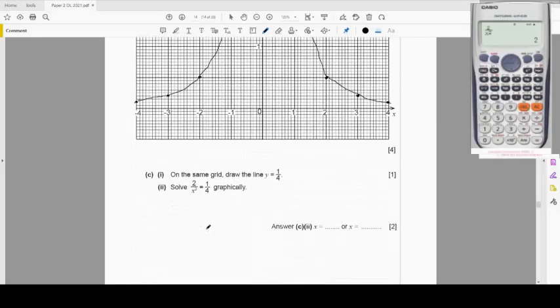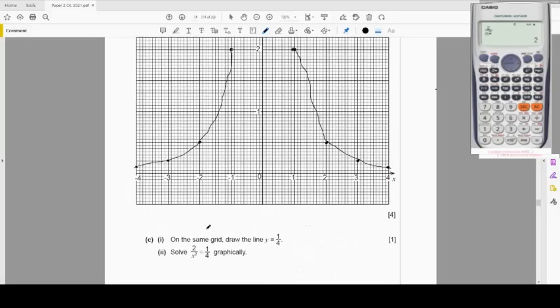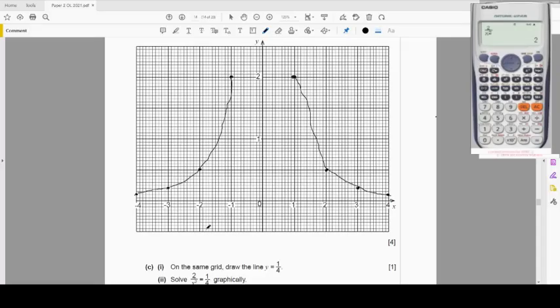Then the next question is, on the same grid, draw the line y is equal to 1 over 4. The line y is equal to 1 over 4 is a horizontal line. So 1 over 4 is 0.25. Okay, so we can round this off to 0.3, but we can draw 0.25 on this graph. So you look for y is equal to 0.25. So here, let me just make sure 1, 2. Then this is another one.